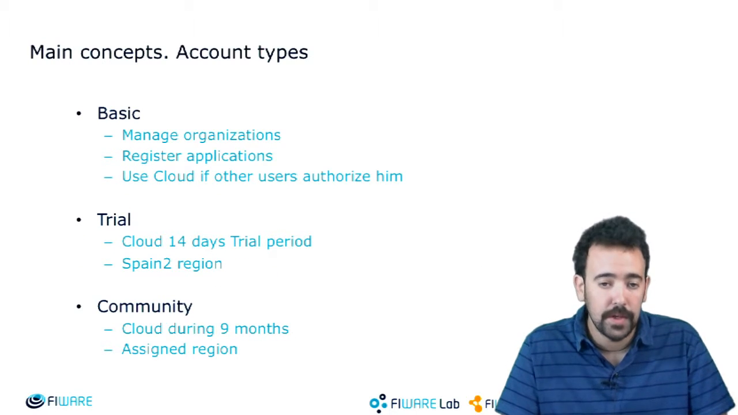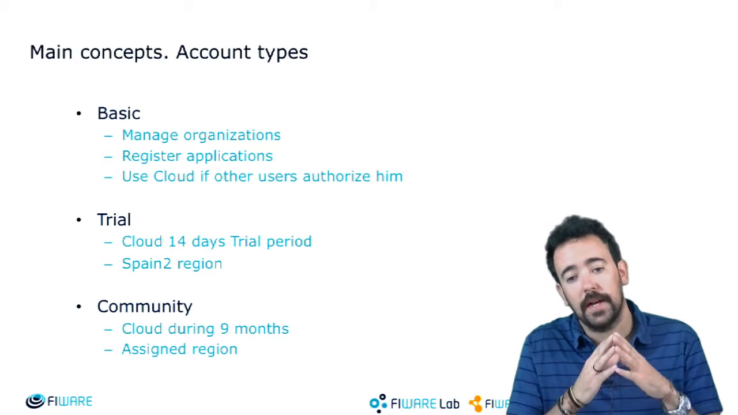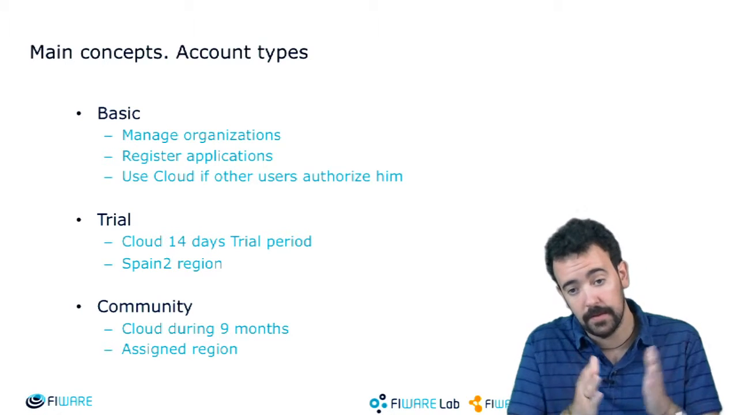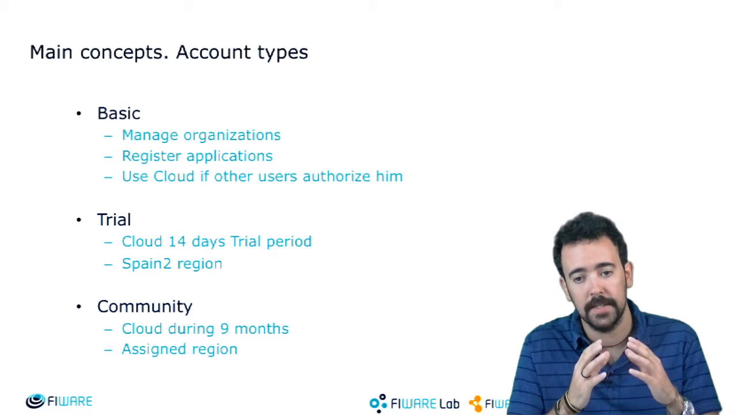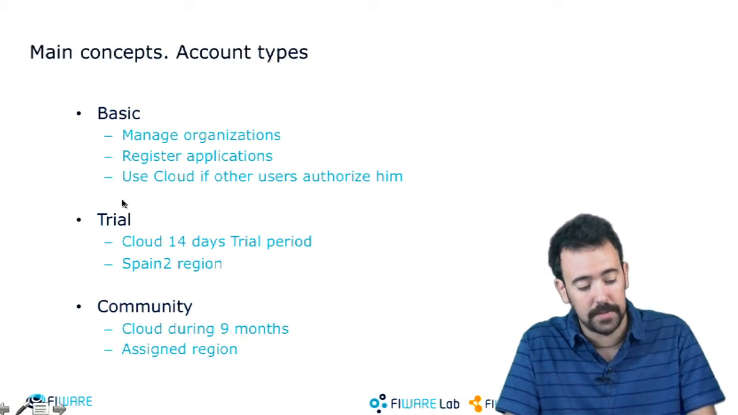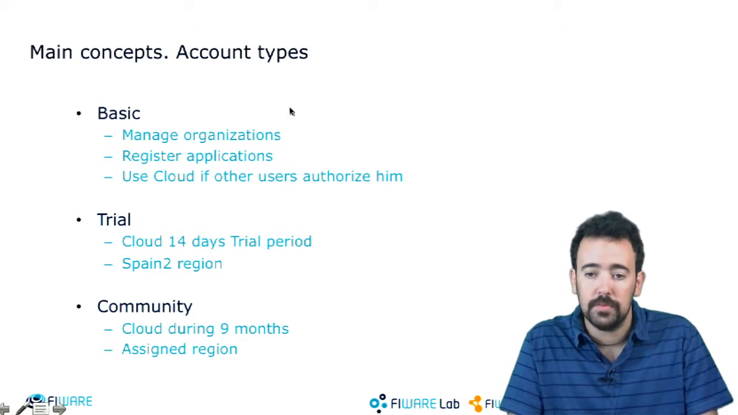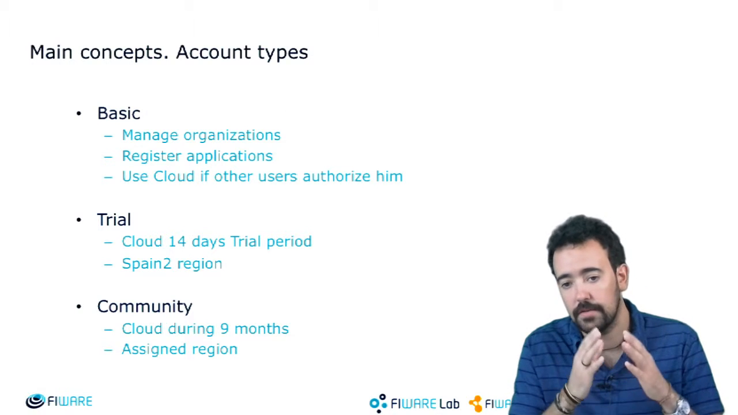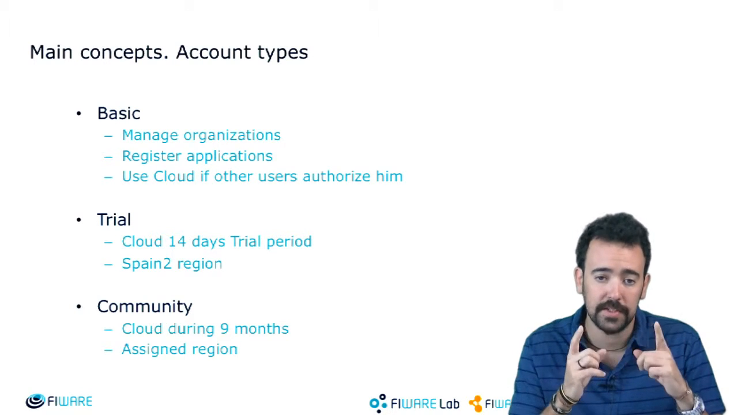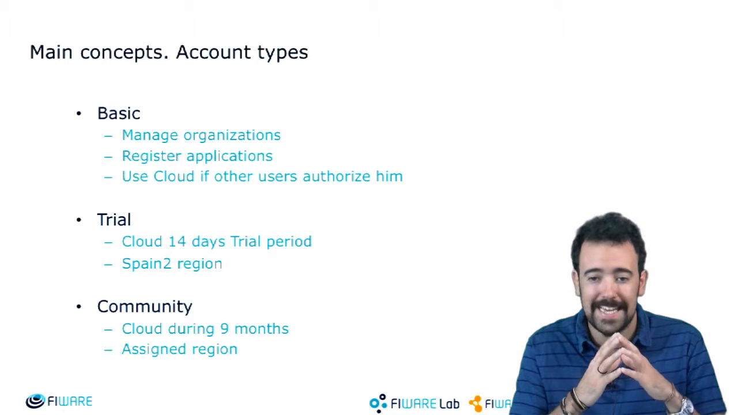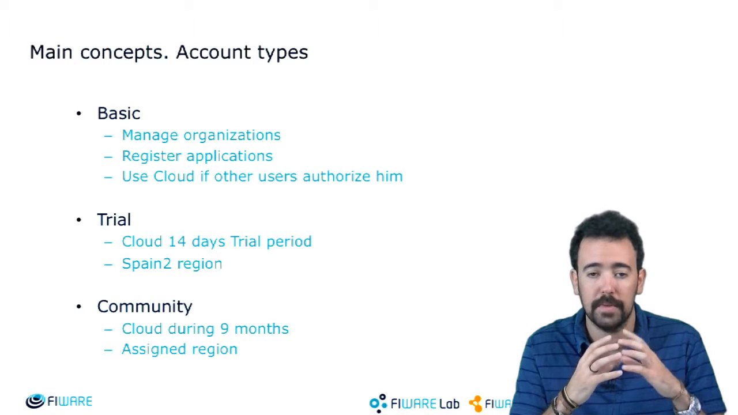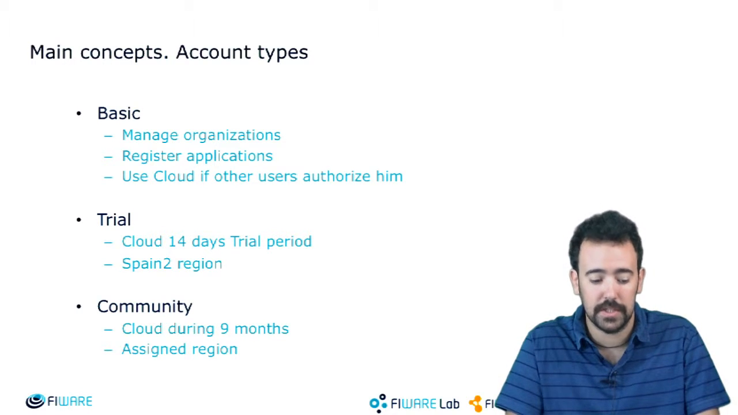The first thing that we need to understand is which types of accounts we have in FIWARE Lab, okay? Because this lesson, the whole course is based on the running instance in FIWARE Lab environment. When you create an account, your account could be basic, trial, or community. Having a basic account, you can manage organizations, you can register your own applications, and this is important, you will be able to use cloud infrastructure only if other users authorize you, because the only users that will have the needed rights to manage cloud resources in FIWARE Lab will be trial users and community users.